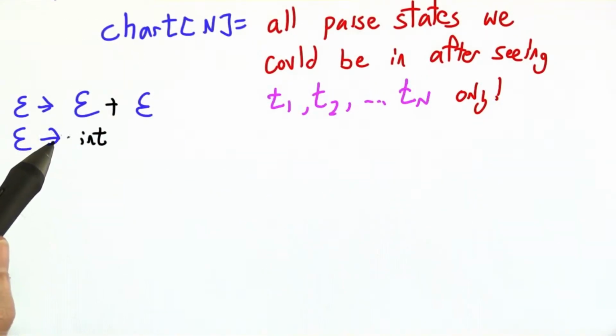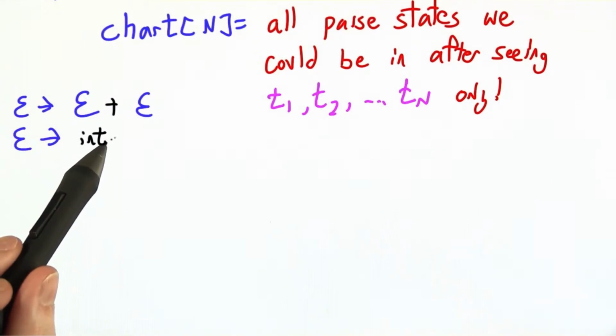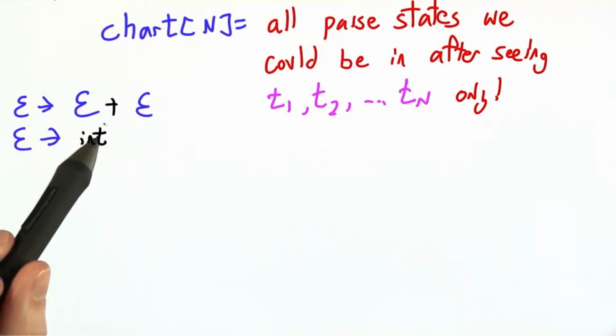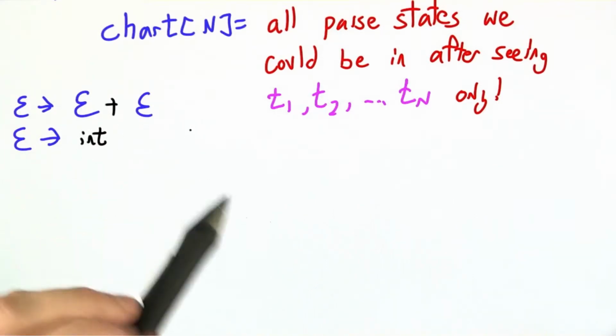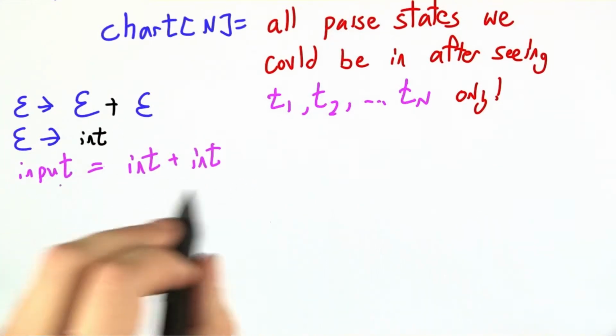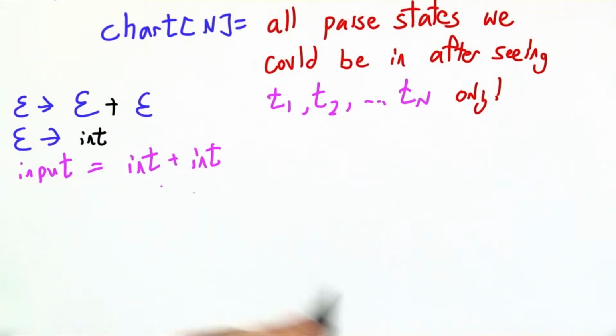Here is a much simpler grammar to try out this concept on. E goes to e plus e, or e goes to int. We use int like we use num or number. It represents integer, right? So here, the language of our grammar includes things like int plus int, int plus int plus int. And suppose, in fact, that the input is int plus int.